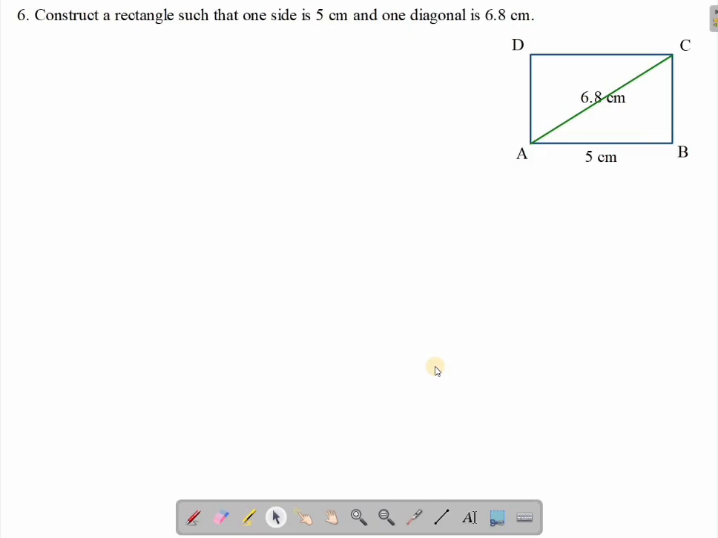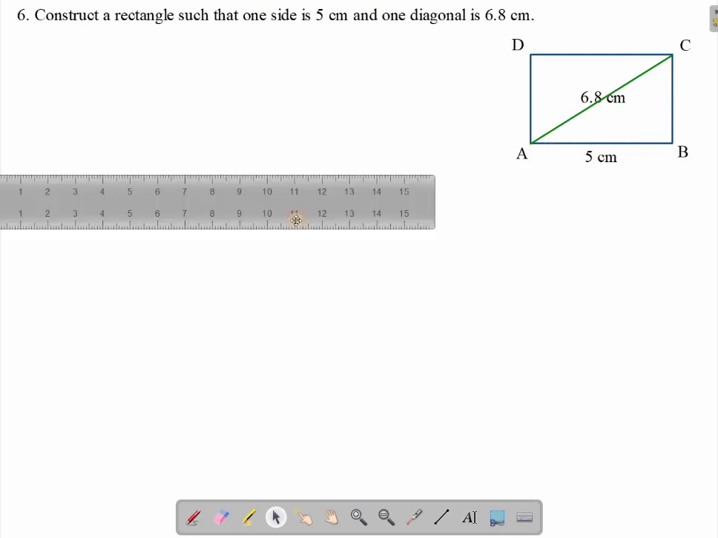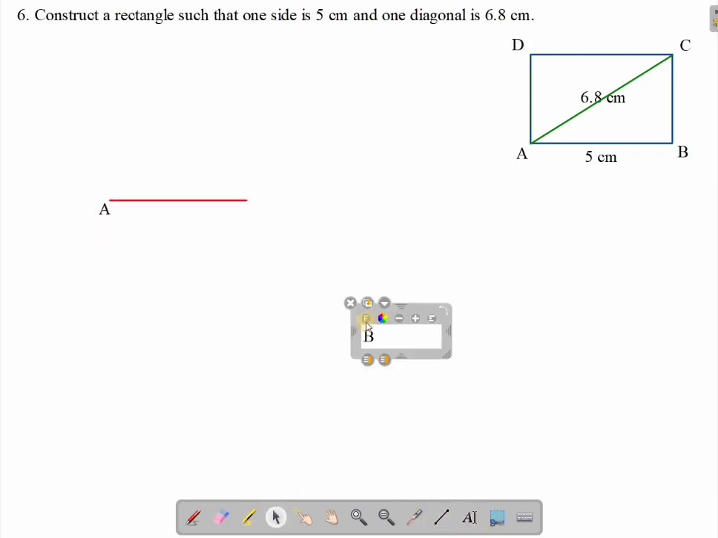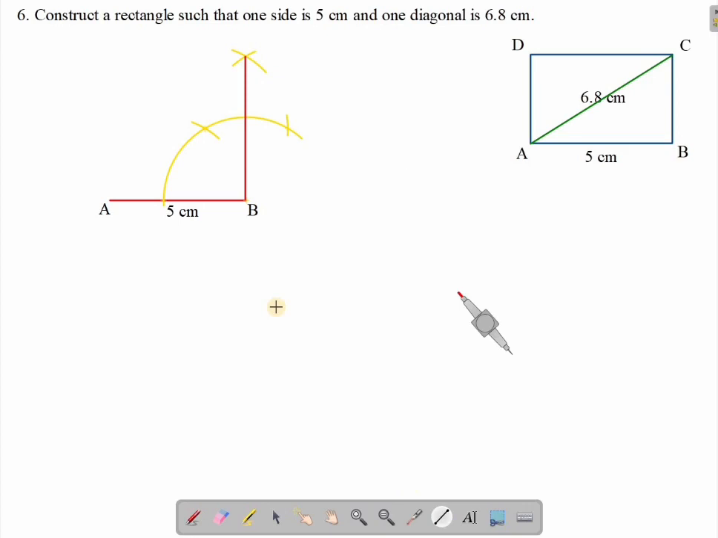Let's see this particular question. So in this particular question, we are given one side and one diagonal. So how to do this? Please pay attention. So first we will draw 5 centimeter line. So your AB is ready. So now at B we will draw 90° angle. So at B you see I have drawn 90° angle.